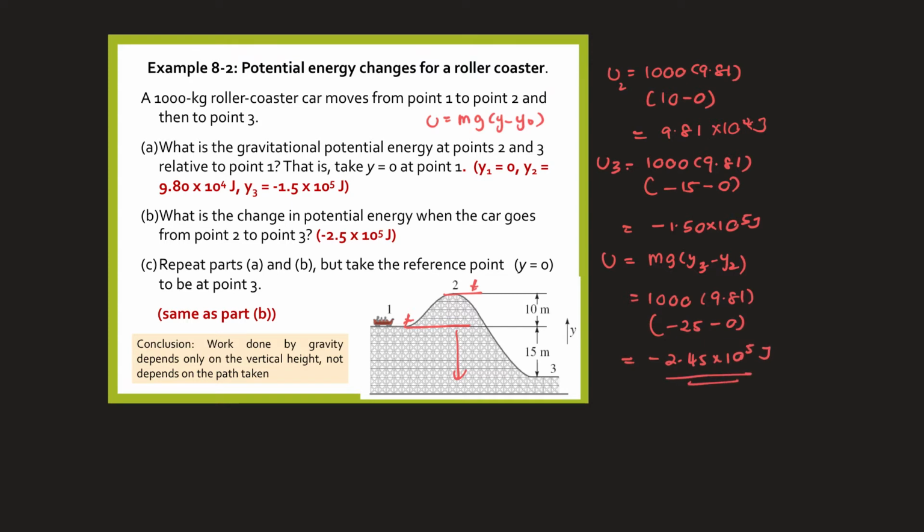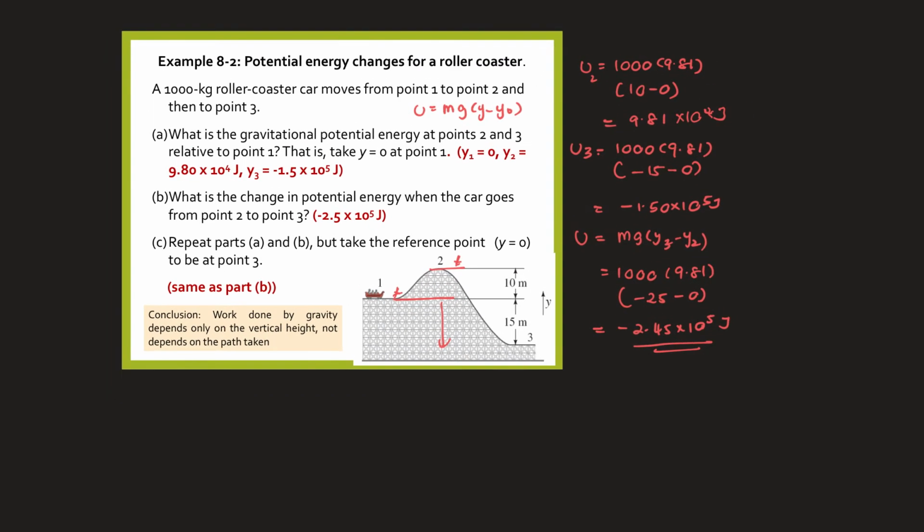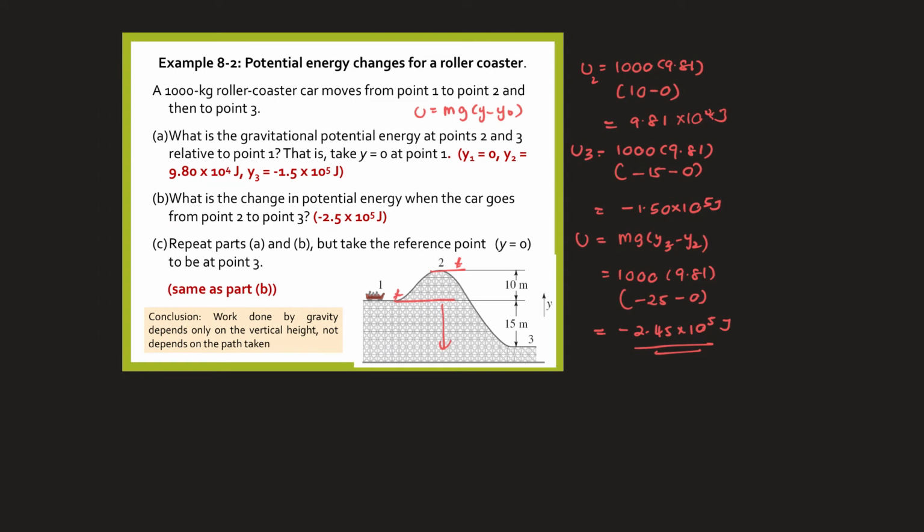Okay, repeat parts A and B, but take the reference point to be at point 3. So what happens here is that when you put point 3 as your reference point, point 3 is now going to be my new reference point. So for question A, what is the potential energy at point 2 and point 3?